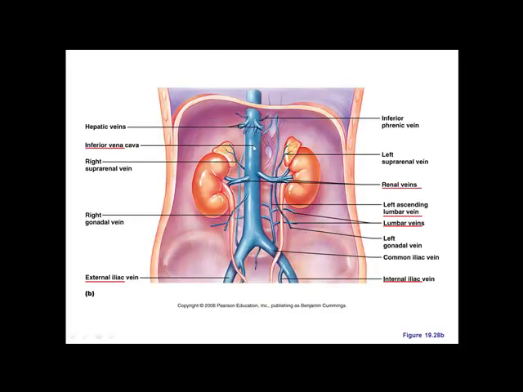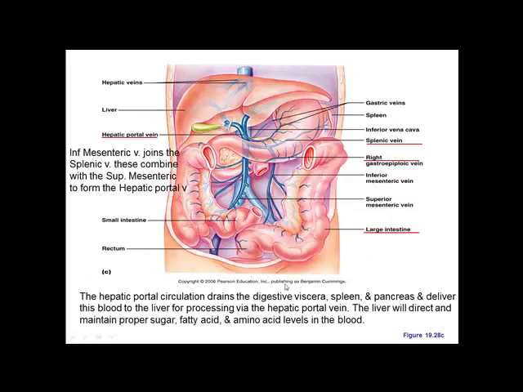Okay, next one. Here's our inferior vena cava. We will have our renal veins, and we'll have some lumbar veins. And then we get our common iliac vein, our internal iliac vein right here, and our external iliac vein right here. Okay, we're going to talk about the hepatic portion.